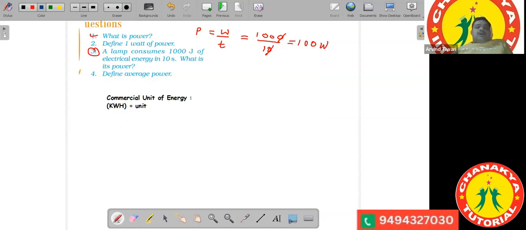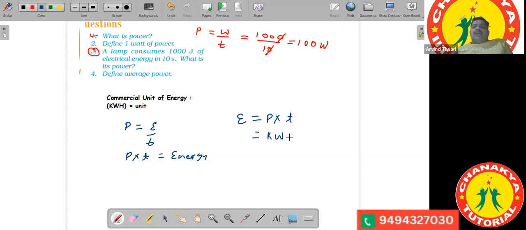We have the formula of power given by energy by time, right? If you multiply this power by time, then we are going to get energy. So energy is power into time. Now, if I want energy in kilowatt hour, power should be measured in kilowatt and time should be measured in hour. Then we get the energy in kilowatt hour.